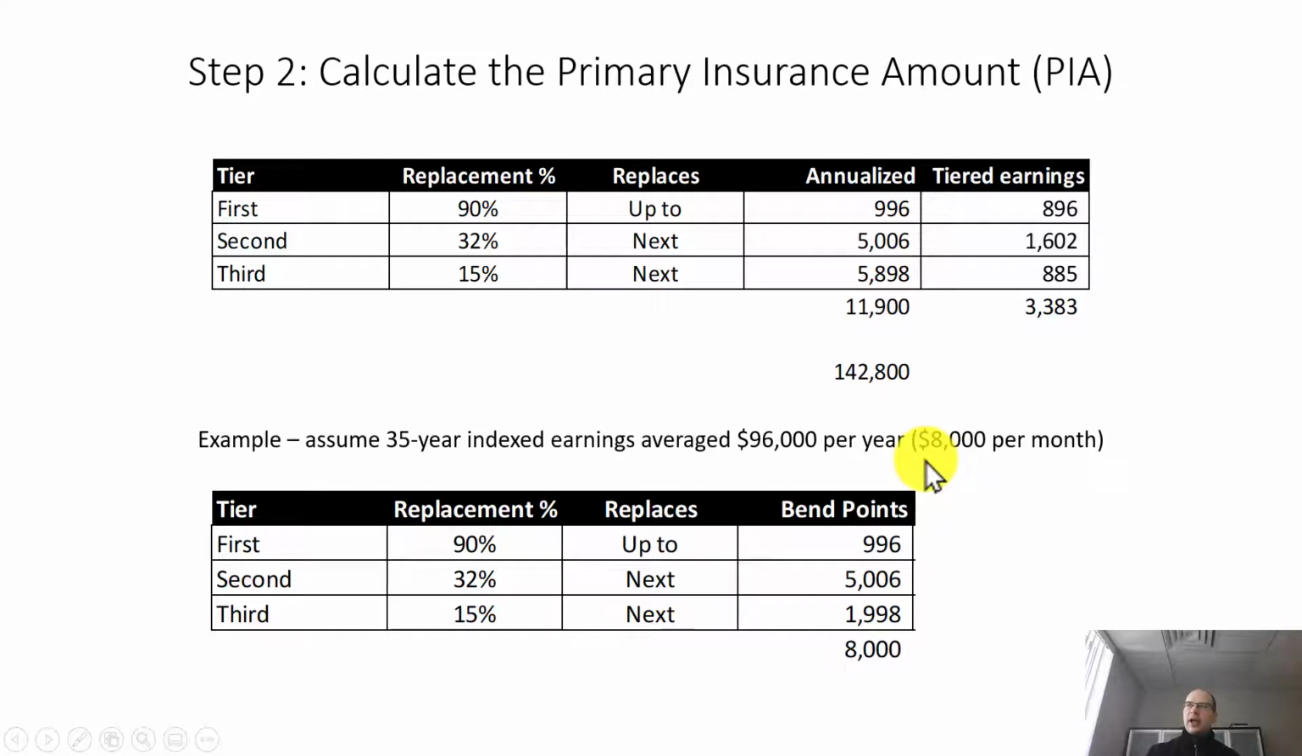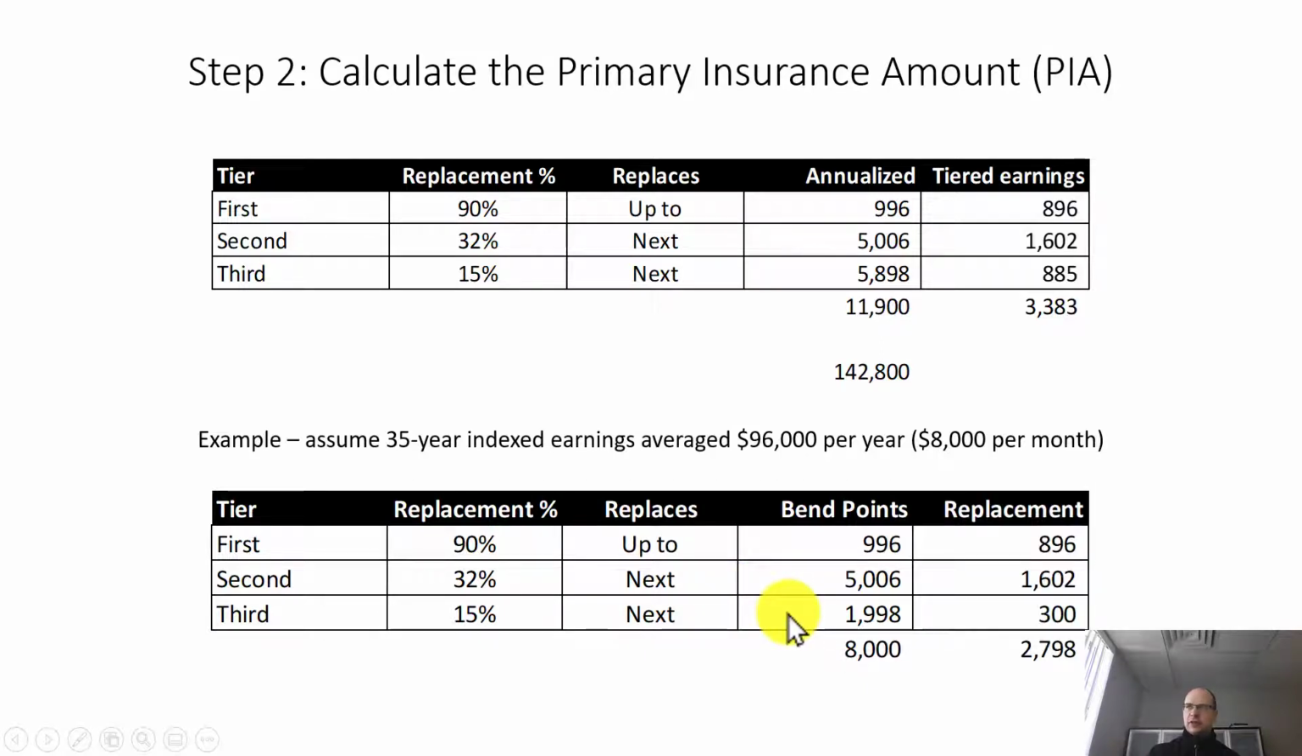So this means when we apply this to the benefit formula, again, here's your $8,000. You've maxed out the first two tiers, and in the last tier, you have $1,998 worth of earnings. And again, the way the formula works, 90% of your first $996 gets replaced by Social Security, 32% of the next $5,006, and 15% of whatever's left in tier 3. So your primary insurance amount would calculate out to $2,798 in this example. This is what you would theoretically earn at your full retirement age.